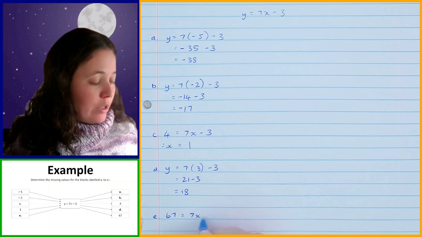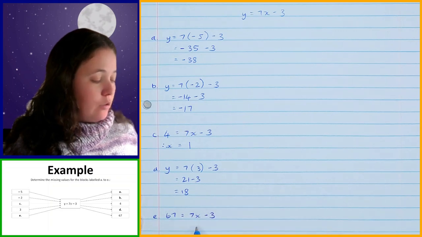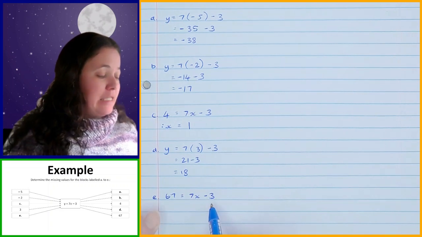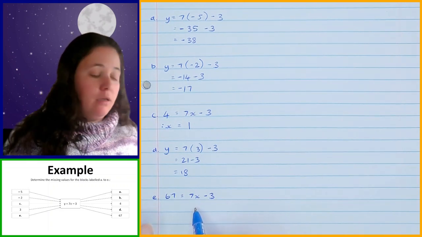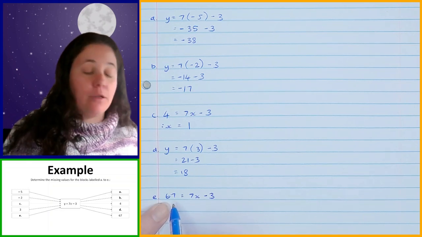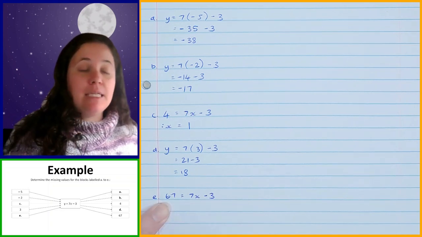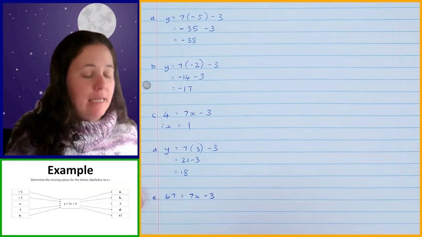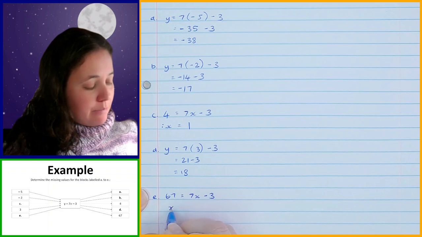And I'm going to solve and work out what x is, what my input is. Okay, so I need to find out what x is over here. So again, I need to see, well, 7 times something minus 3 is 67. So what would this have been before I minus the 3? It would have been 70. So 7 times what is 70? 7 times 10 is 70. So x must be 10.